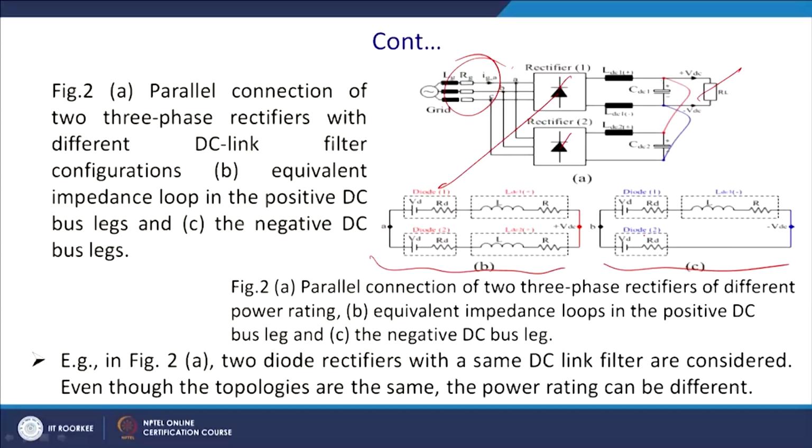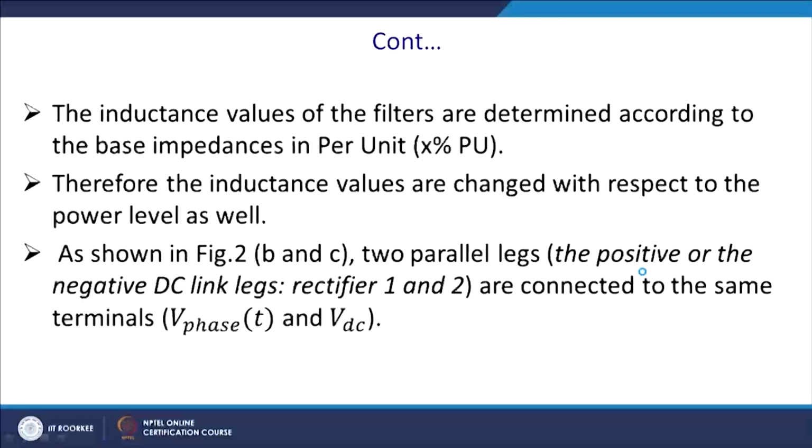Similarly, for the negative terminal, the parallel connections of the two 3-phase rectifiers of different ratings, the equivalent impedance loop in the positive DC bus legs and the negative DC bus leg is shown here. In figure 2a, the two diode rectifiers with the same decoupling filters are considered. Even though the topologies are same, the power rating can be different. So, current passing through it may be less because you are using a different diode, and that may also cause a potential difference between these two.